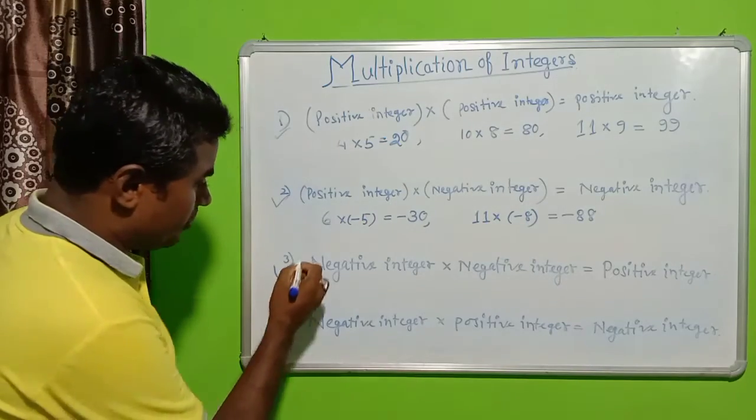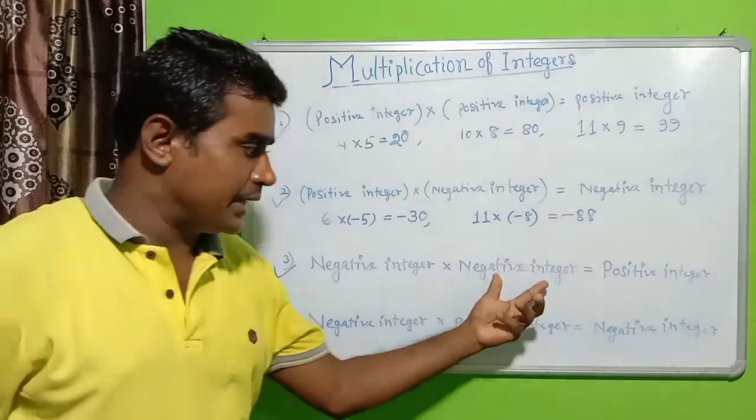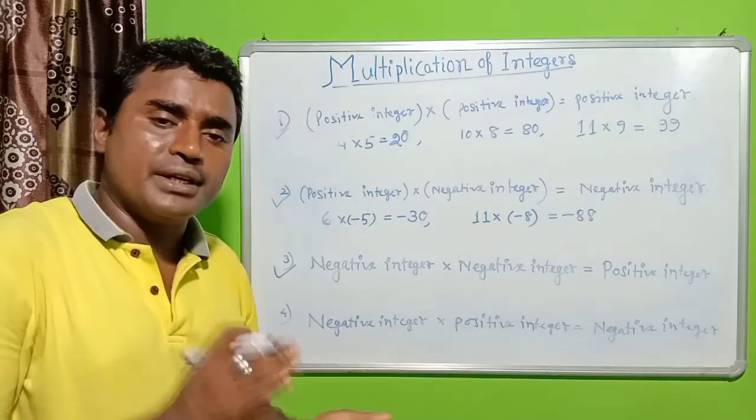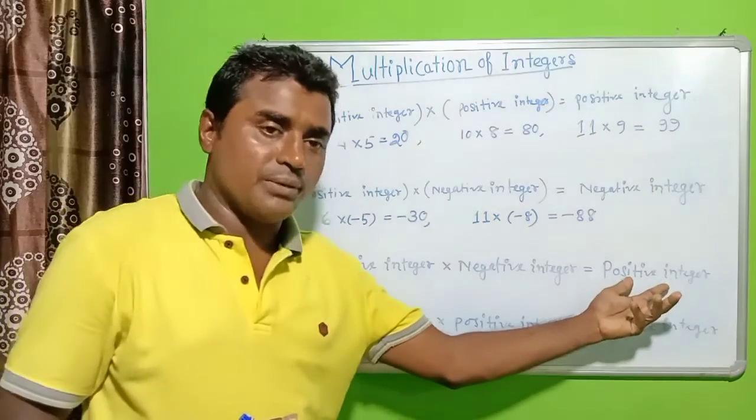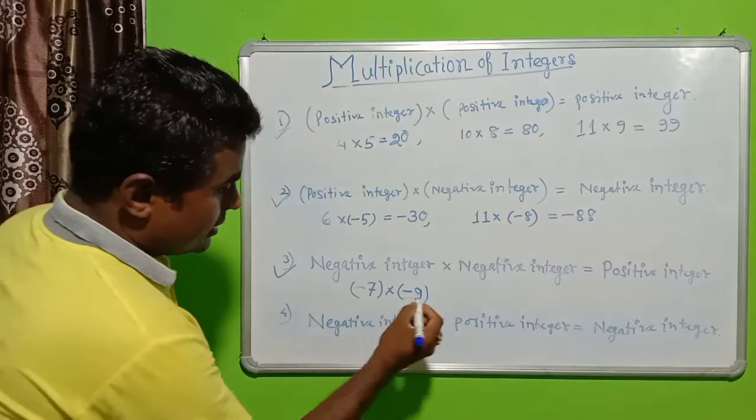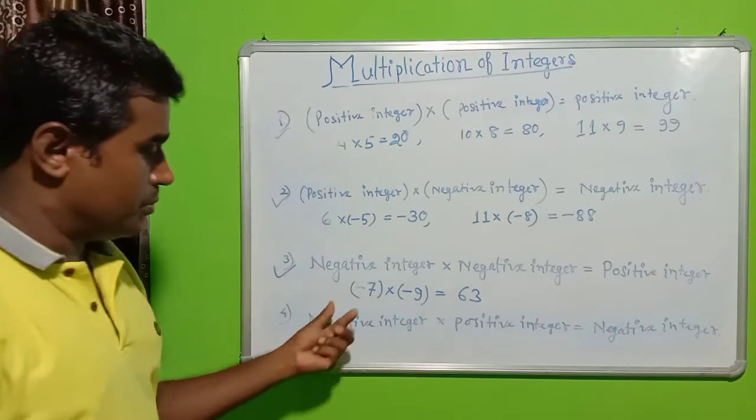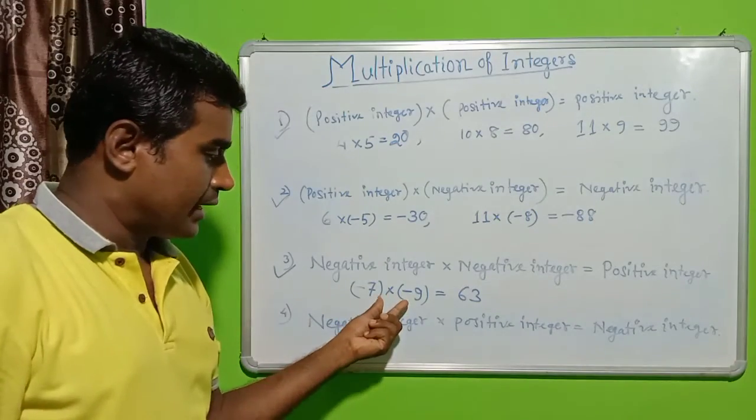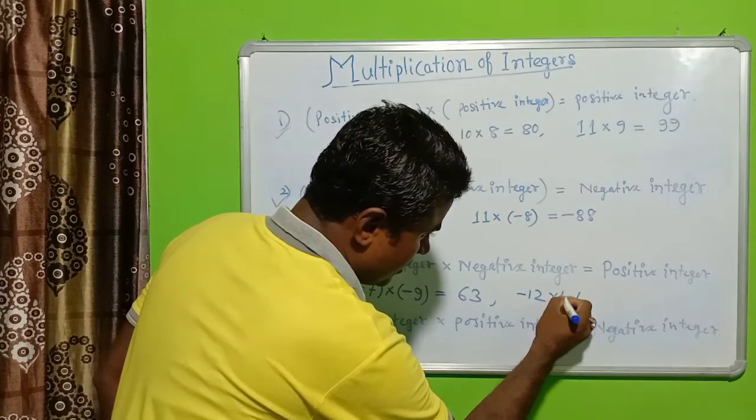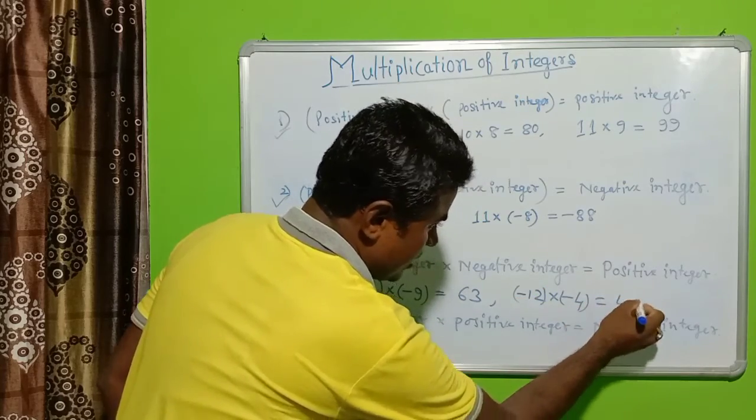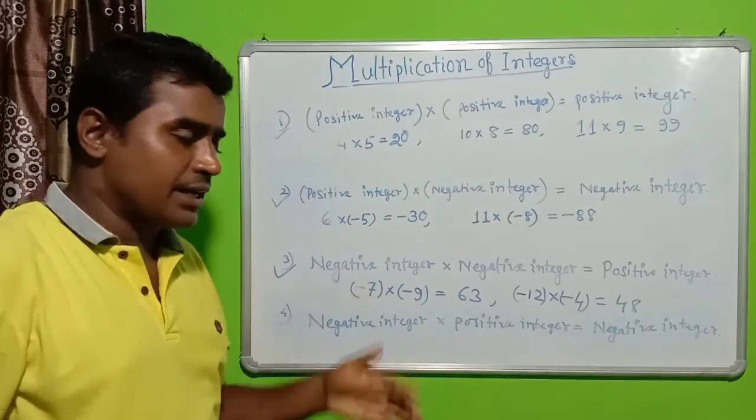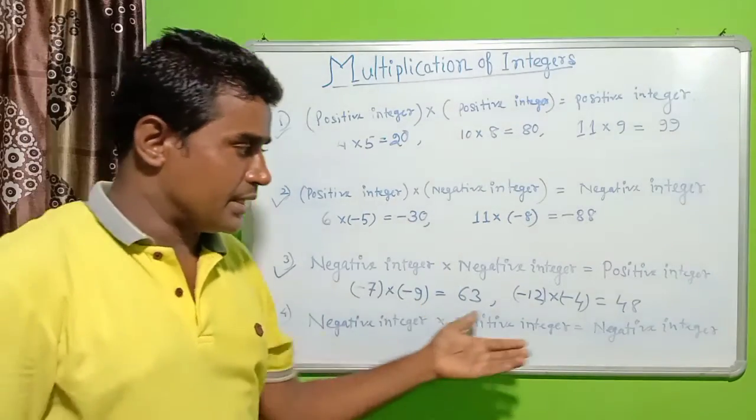Next student, my third point is that the product of a negative integer with a negative integer is always a positive integer. This means that when we multiply a negative integer with a negative integer, the product is always positive. Example: minus 7 into minus 9 is 63. Here both integers are negative, and when you multiply them, the product is positive. Similarly, minus 12 into minus 4 is 48. Both are negative integers and their product is positive. So when two negative integers are multiplied, the result is a positive integer.